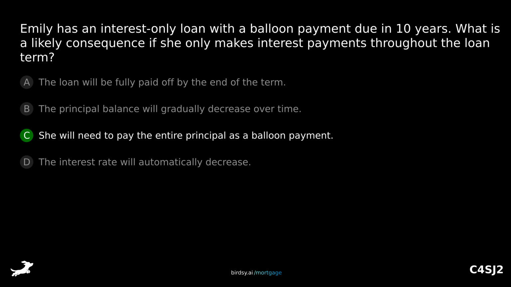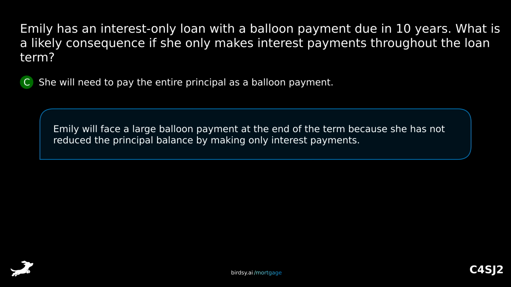The answer is C, she will need to pay the entire principal as a balloon payment. Emily will face a large balloon payment at the end of the term because she has not reduced the principal balance by making only interest payments.